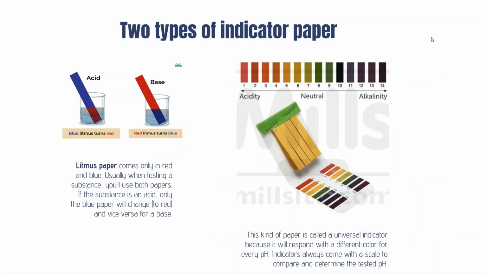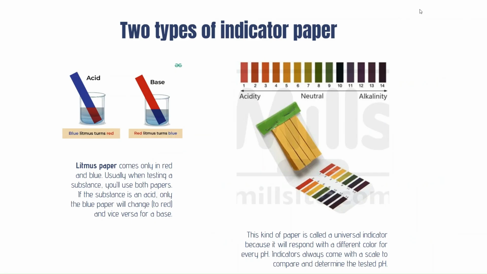If I put a red litmus paper into acid, it's not going to change color. If I put blue litmus paper into base, it's not going to change color. So the only change we'll see is going from blue to red or going from red to blue. So remember, acids turn red and bases turn blue.